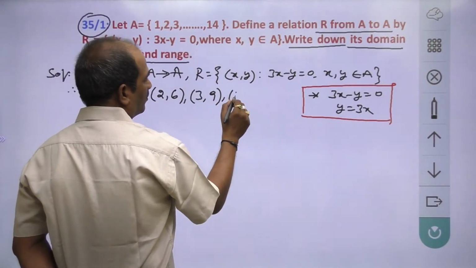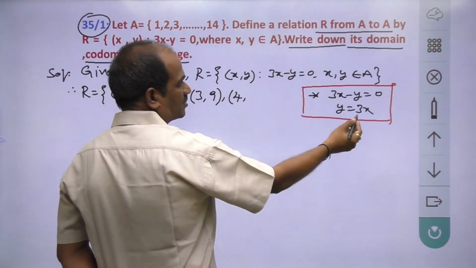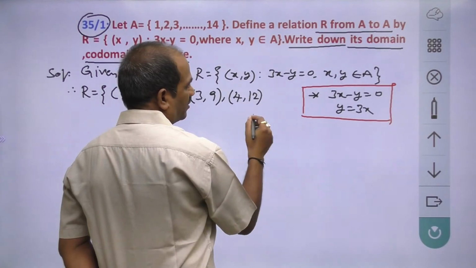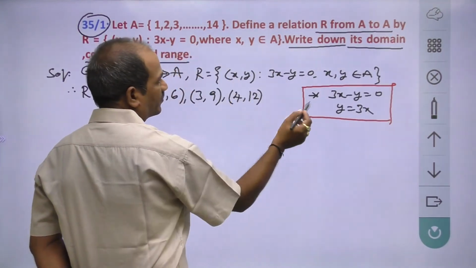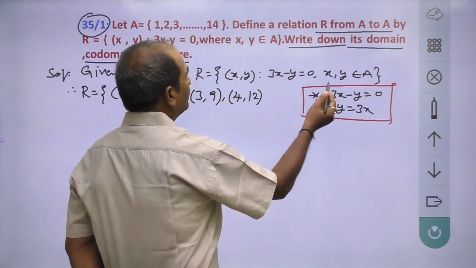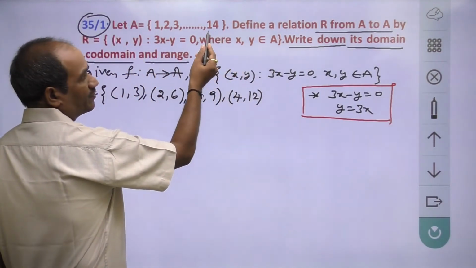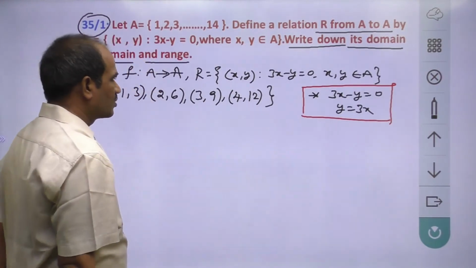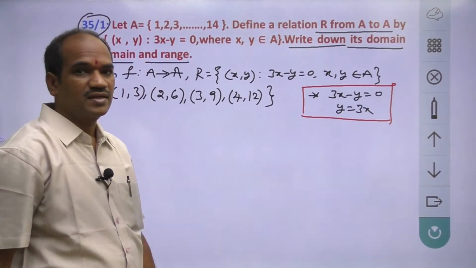Next, x is equal to 4. Replace x by 4 here: 4 into 3, the y value is 12. Next, replace x by 5: y is 3 into 5, which is 15. 15 does not belong to A, so don't write it here, only these elements. So this is the relation R.